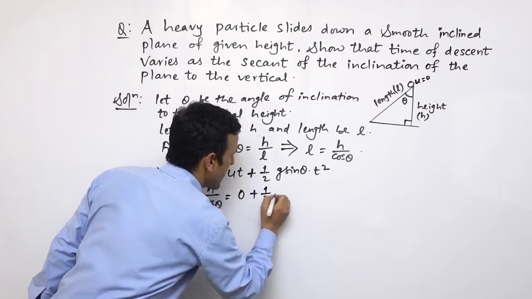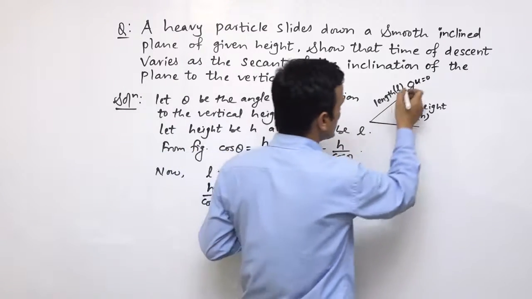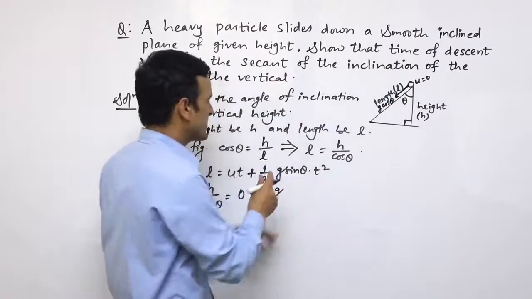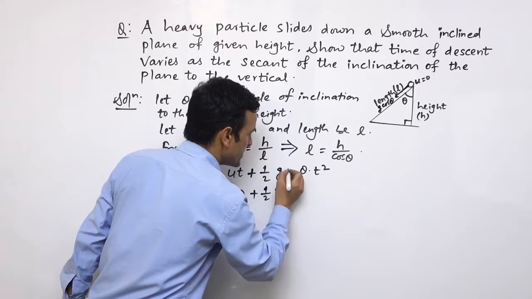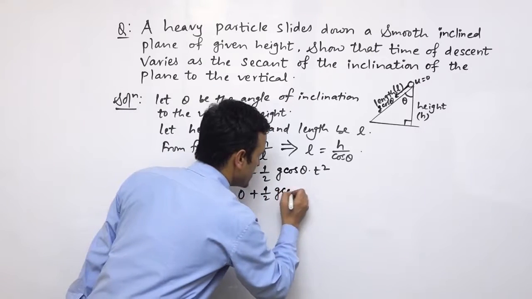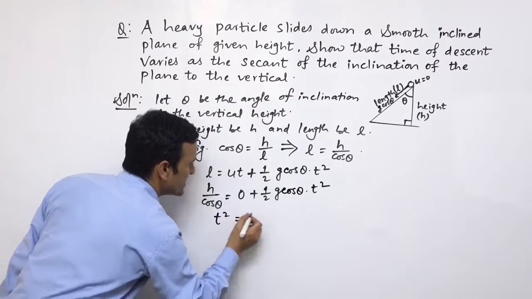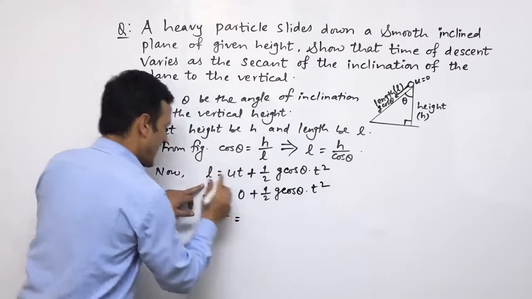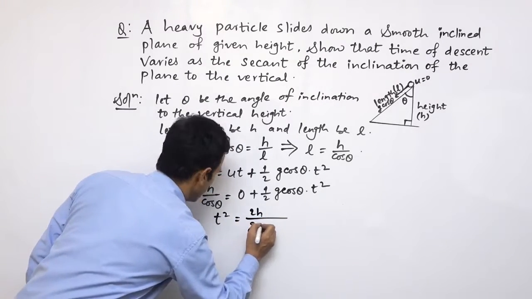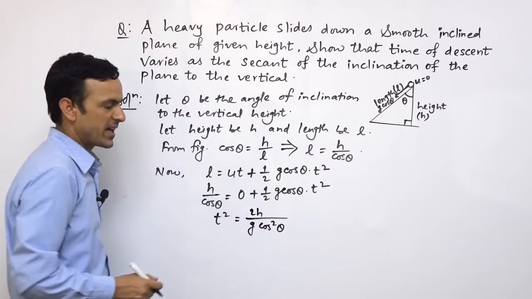So half g, no, it is g cos theta, not g sin theta. Acceleration due to gravity of this particle is g cos theta here, not g sin theta. So it is g cos theta into t square. So finding out the value of t square from here, 2h divided by g cos square theta. This cos and this cos means cos square theta.